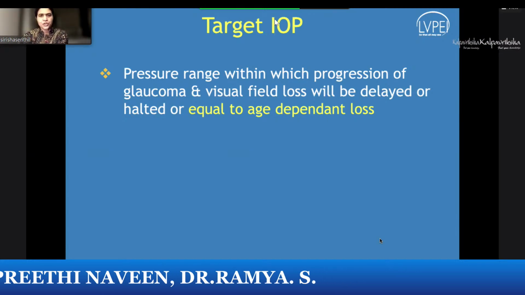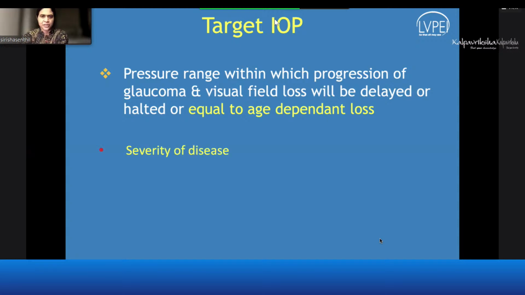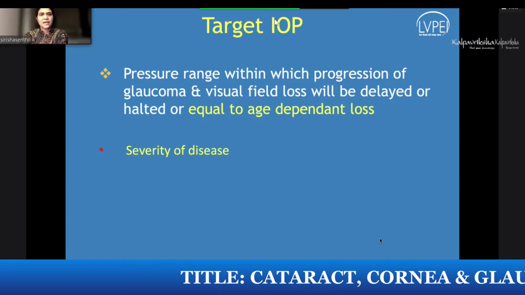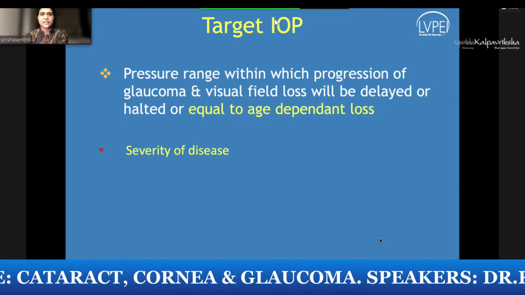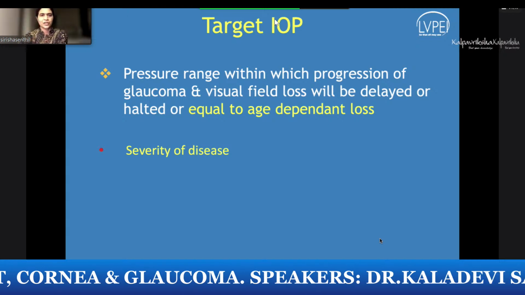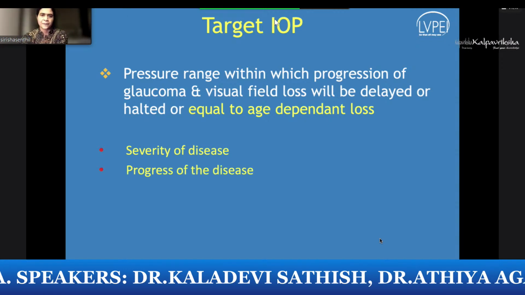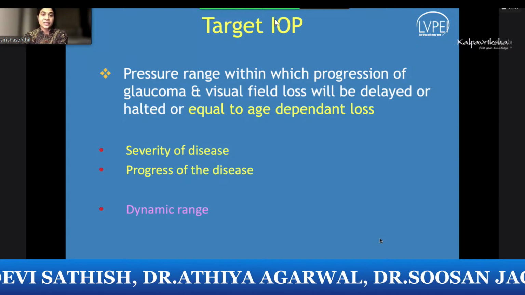Some changes do happen as we grow older. Some amount of loss of ganglion cells does happen. That is equivalent to age-related damage. So basically, a target intraocular pressure is the IOP at which the damage or loss of the neural tissue is equivalent to the age-dependent loss. In other words, the progressive loss due to glaucoma is prevented. That again depends upon the severity of the disease and whether the disease is stable or progressing.